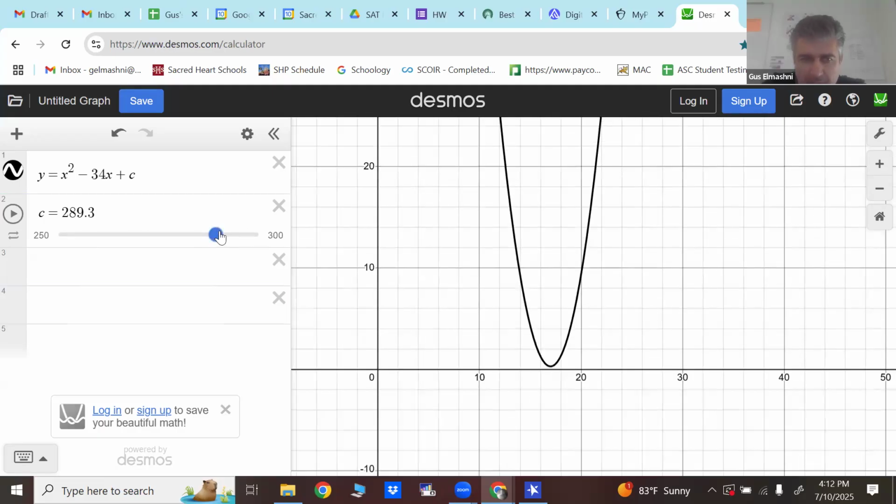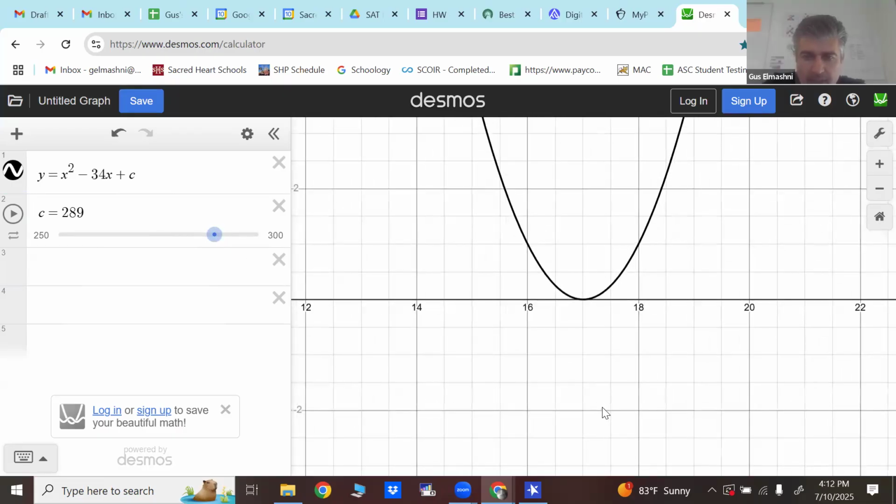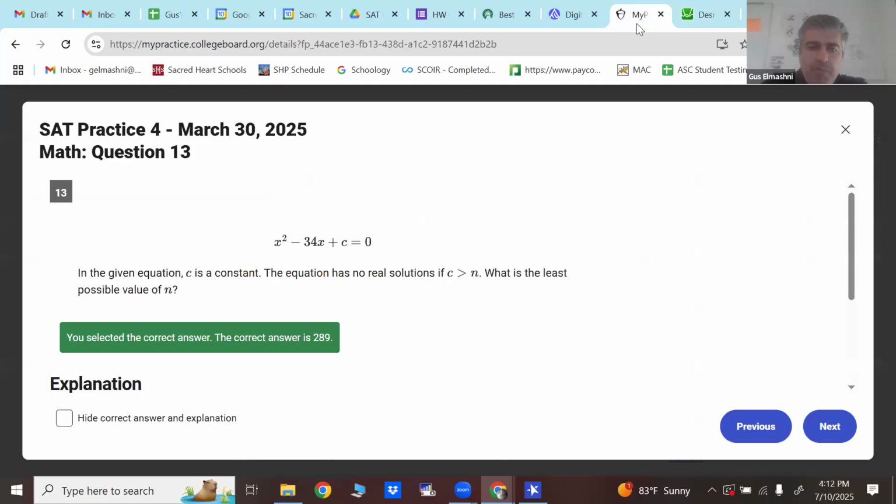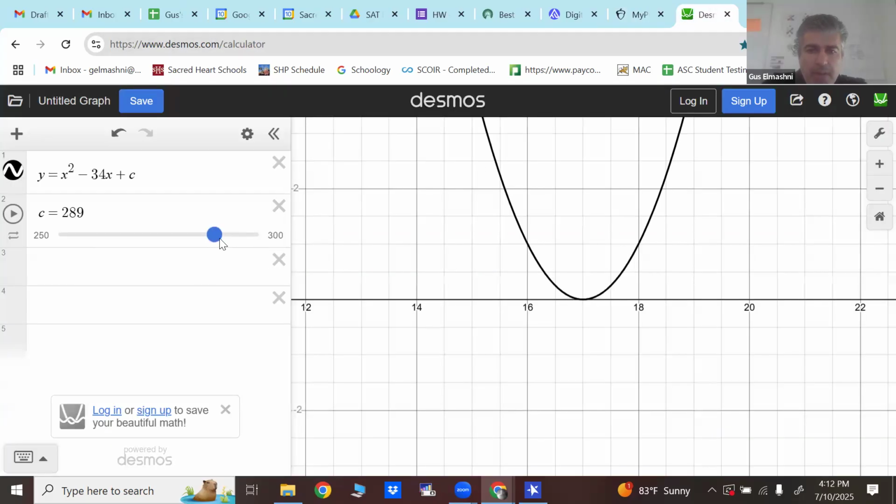So see, it's missing it right now. It's totally missing it, so I've got to go back the other way. Okay, 289. Then when I do this, see, it's now below. So at 289, I'm totally grazing the x-axis. There you go. So that means that C could be 289. So to guarantee that you get no real solution, that's going to have to be higher than 289, like 289.1 or whatever.